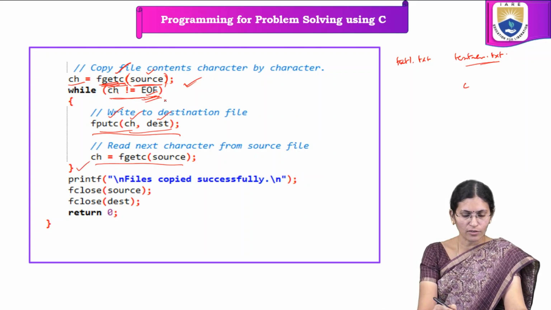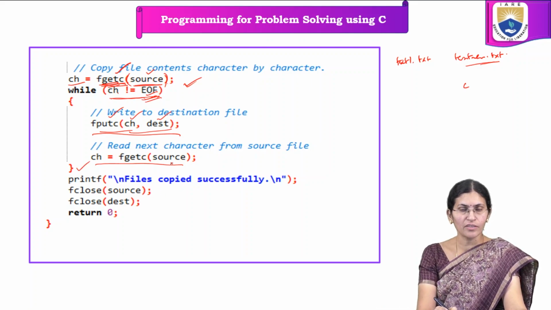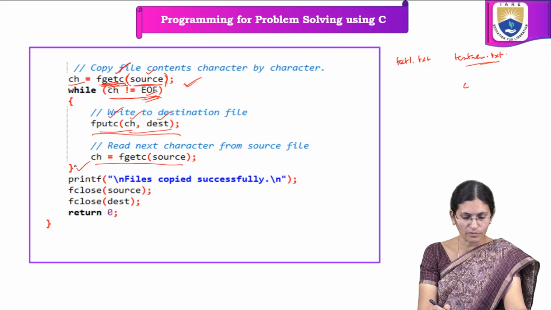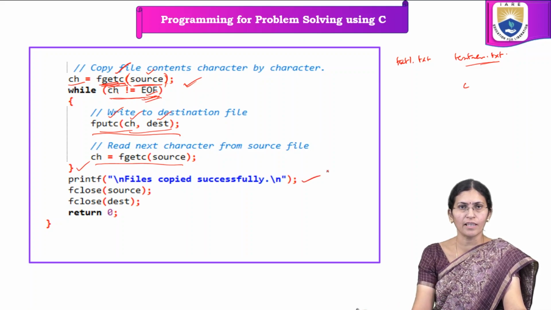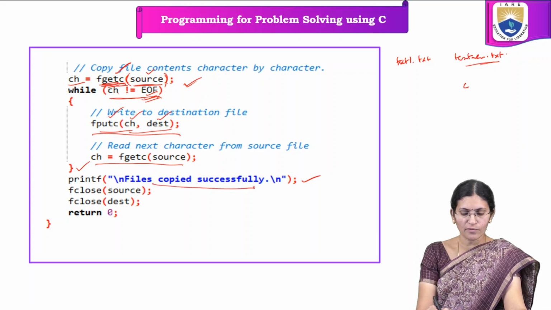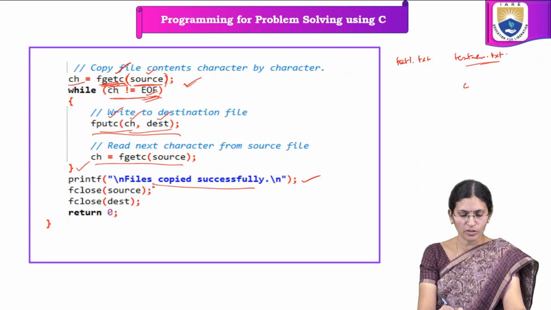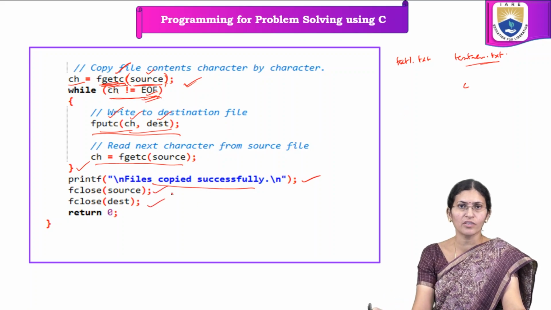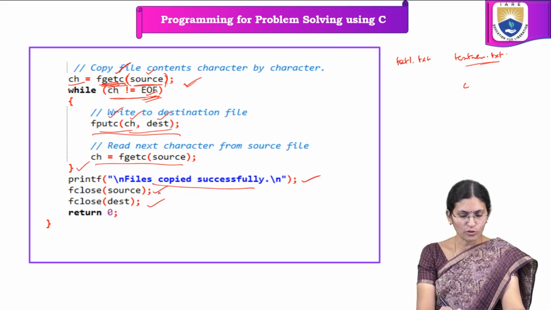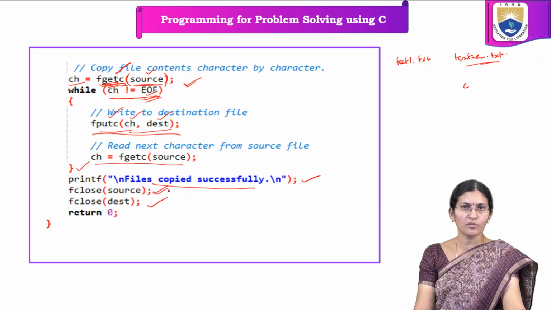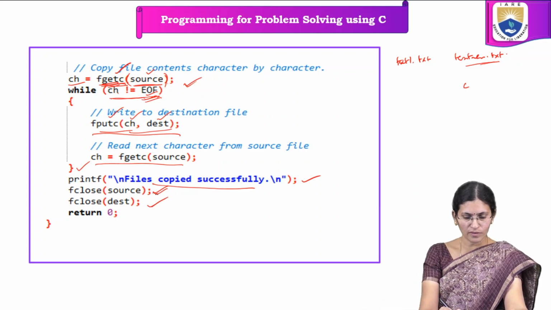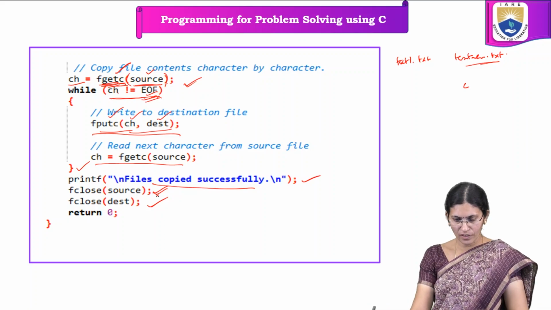So this will go on repeatedly. At the end, if the end of the file has been reached, then this while loop will be terminated and this line will be printed on the screen: file copied successfully. Then, after performing the read and write operations, we have performed read on the source file and write on the destination file. The two files are to be closed here so that the system resources are freed up. This is how we can close the files.